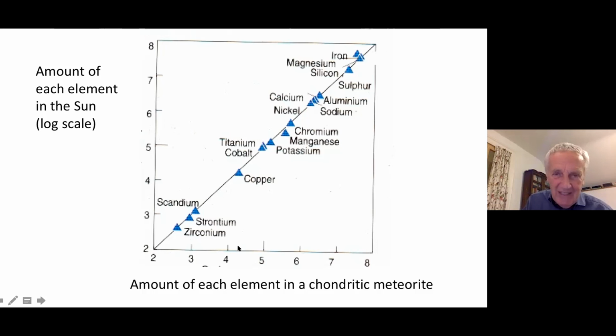And the same on this horizontal axis, this is the amount of each element in chondritic meteorite. And you can see there's a lovely one-to-one relationship. The sun and the chondritic meteorites have got these elements in exactly the same relative proportions.